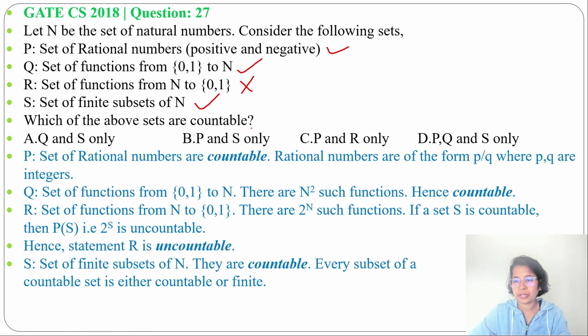Now check the option. It's present in option D. P, Q, S are countable. So answer will be option D.